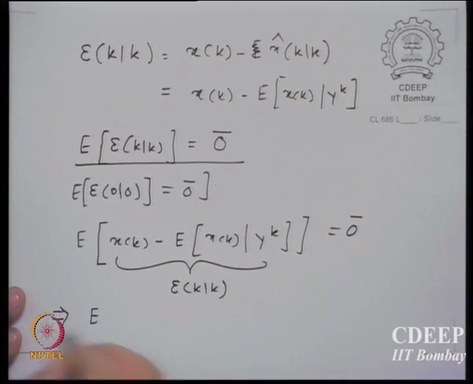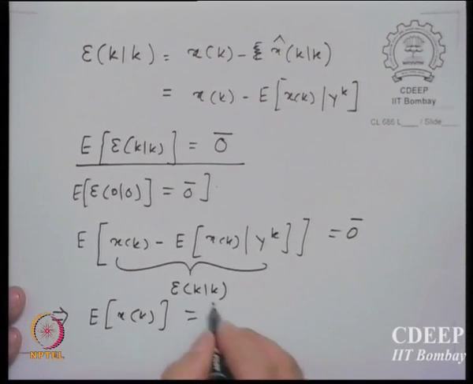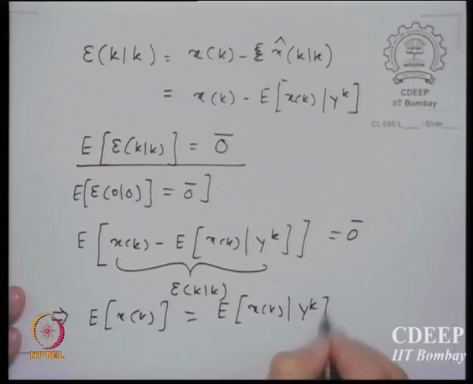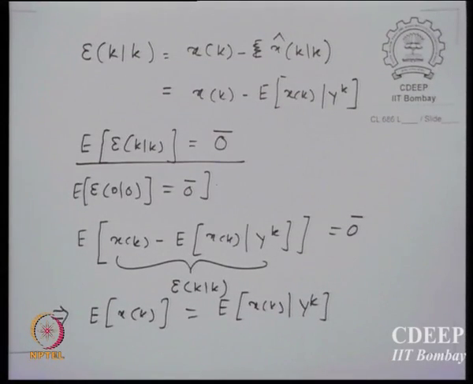This also implies that the expected value of xk is equal to the expected value of the conditional expectation of xk. So the conditional mean is going to be an unbiased estimate of x. There is no constant coming up. The expected value of xk is the same as the conditional expectation of xk conditioned on the measurements. The conditional expectation of xk is also a random variable. I am showing an equivalence.